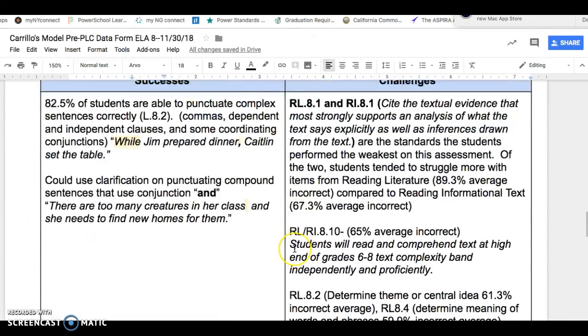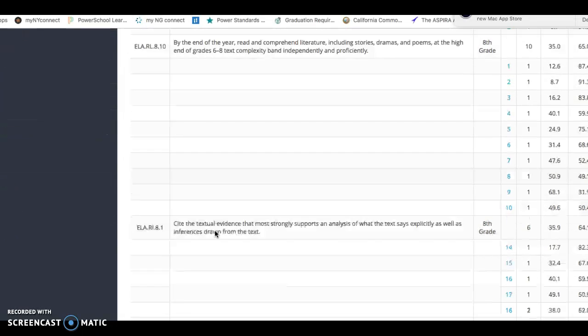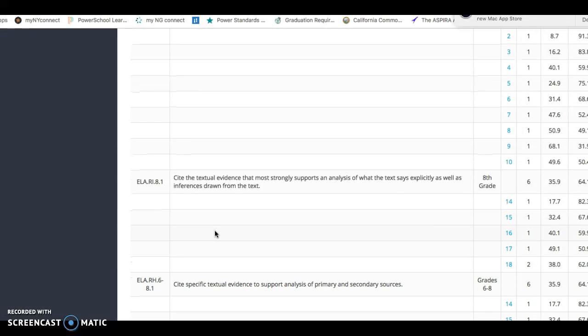Okay, so we finished looking at an item that comes from the Reading Literary Standard 8.1, going back to idioms. Again, under Select Report, we're still under Bystander. I thought another good one to look at was how our students did on the Read Informational 8.1, where they're required to cite textual evidence.